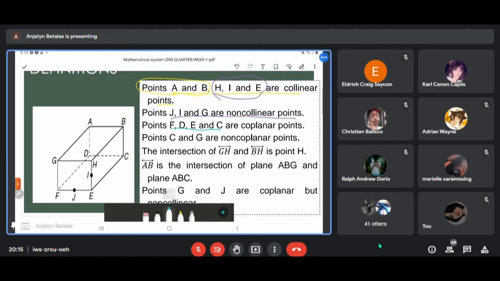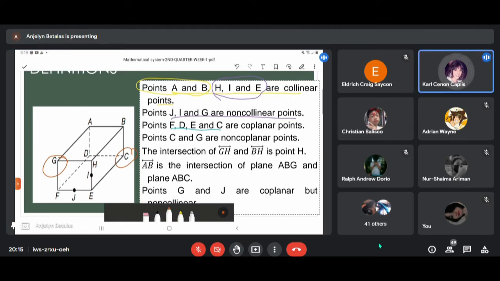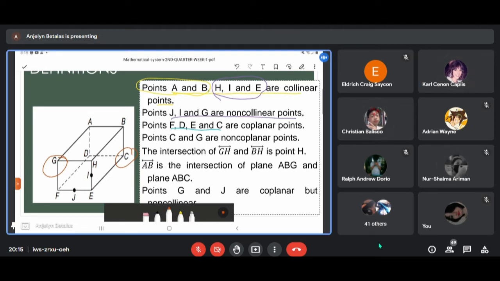Okay, next. C and G are non-coplanar points. Are they? Yes, they do not lie on the same plane. C is on this side of the prism, then G is on the top, on the side. They are not in the same plane, so they are non-coplanar.